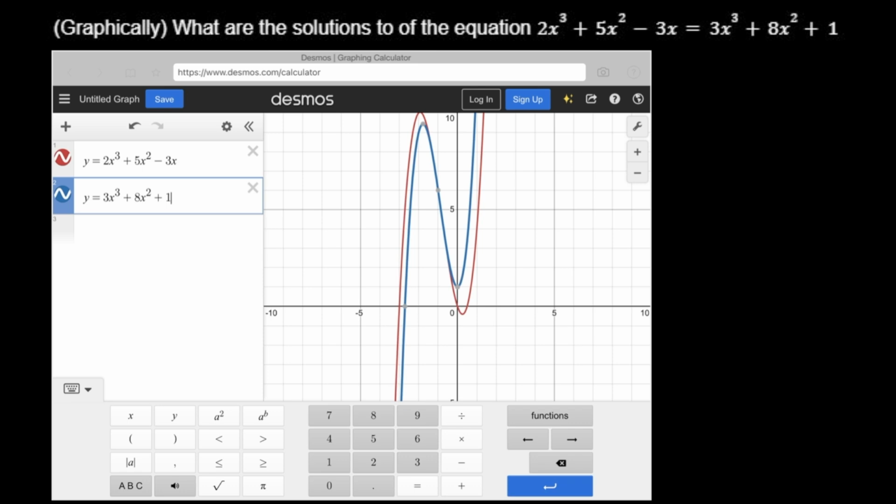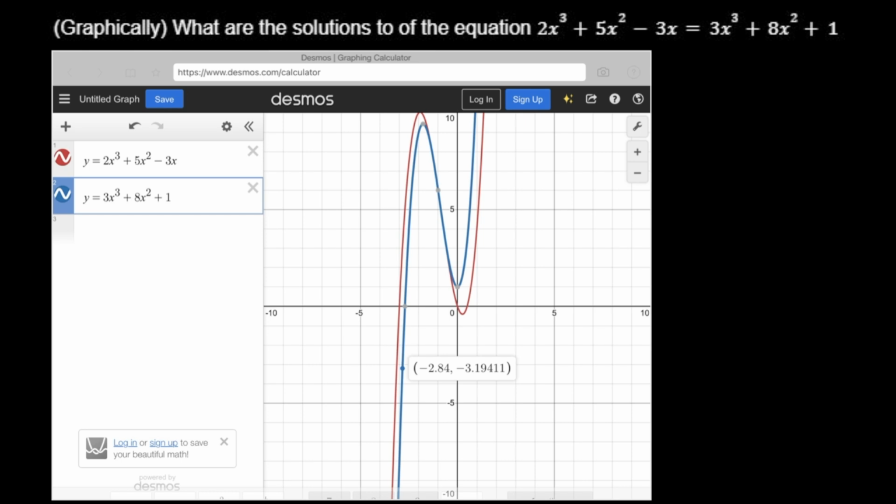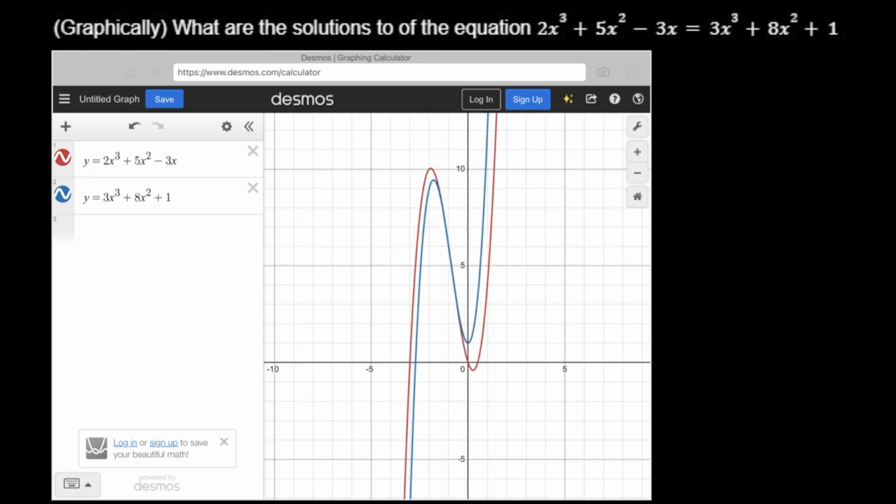And now once we have it graphed, we just look for the intersections. There is just a single intersection on this one at negative 1, negative 1 comma 6.000. But because our original equation just has a single variable, we are just interested in the x value. So the answer is x equals negative 1.